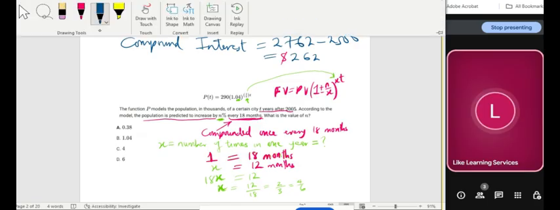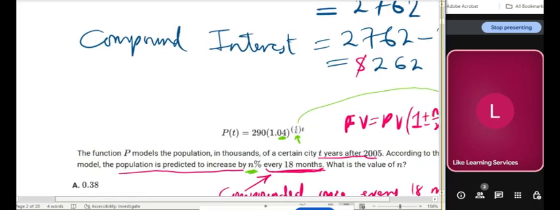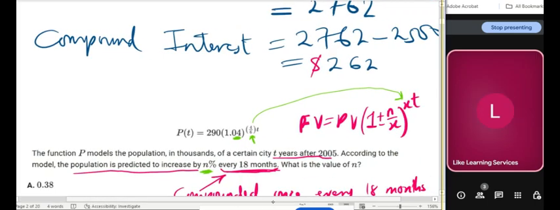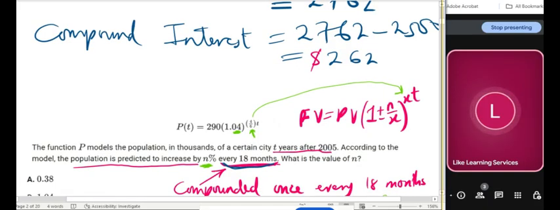All right, and then this question. So I'll just zoom in. You're seeing it. The function P models the population in thousands of a certain city t years after 2005. According to the model, the population is predicted to increase by n% every 18 months. Every 18 months. Did you see that? So how many times will it be done in a year?